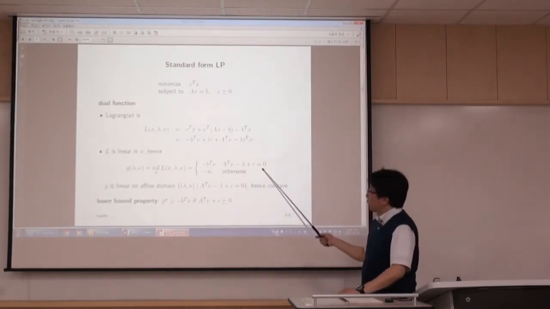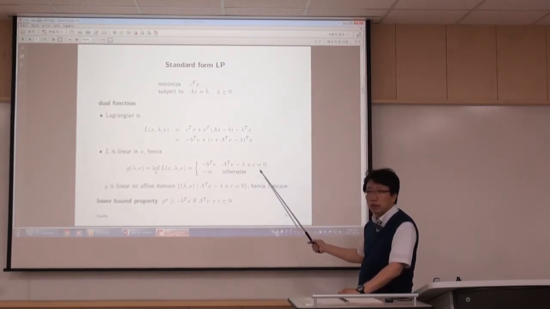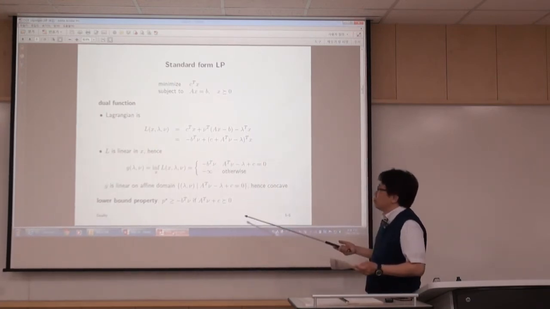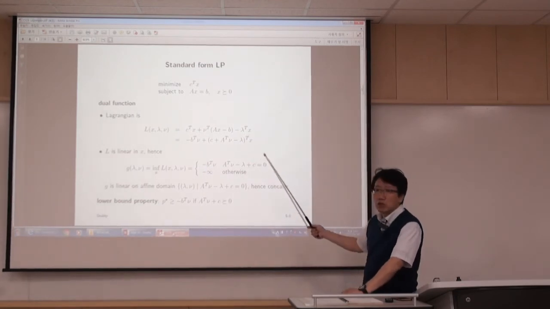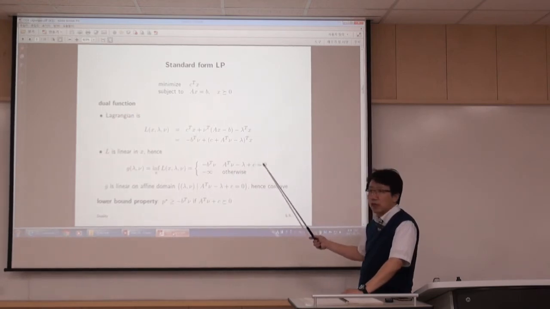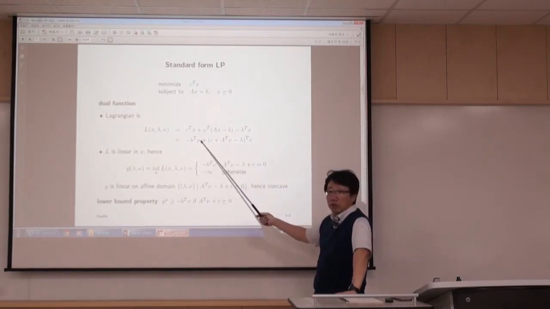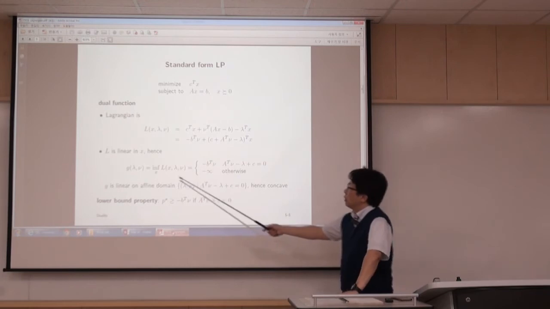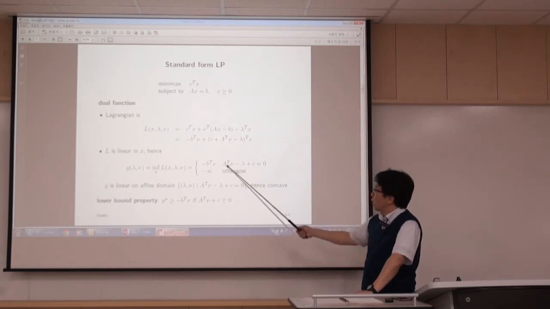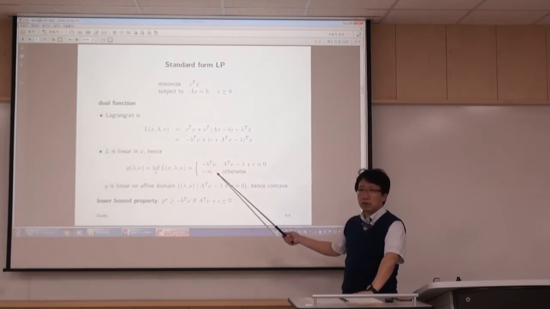So be careful, this is 0 vector. If I were you, I will put underscore here, because the authors are familiar with this. But this is actually 0 vector. Got it? A transpose nu vector minus lambda vector plus c vector is 0 vector. In that case, this is minus b transpose nu. So you have infimum of L is given by minus b transpose nu. Otherwise, if this is not a 0 vector, then its infimum is negative infinity.